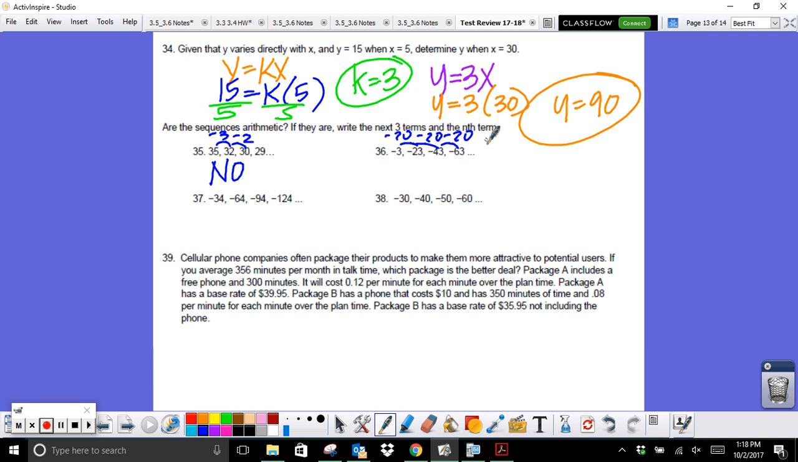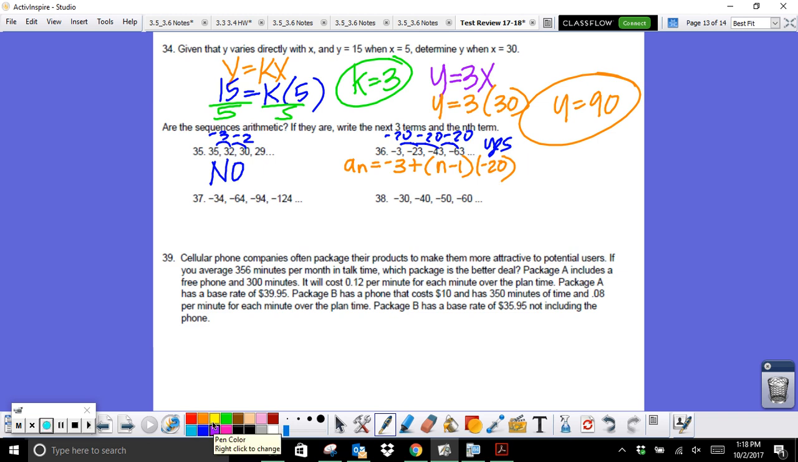So yes, this is arithmetic, but now I need to write an equation for the nth term. We're going to use the formula that we gave y'all in the notes. So it's a of n equals a of 1, which is the first term, that's negative 3, plus n minus 1, that's what the formula says, times d, and our d here is negative 20.